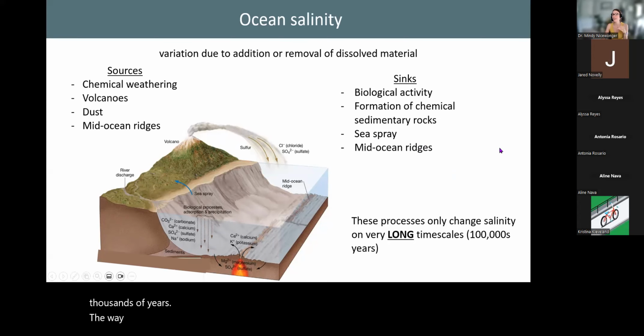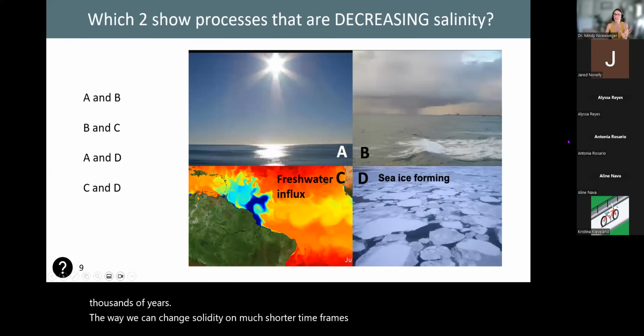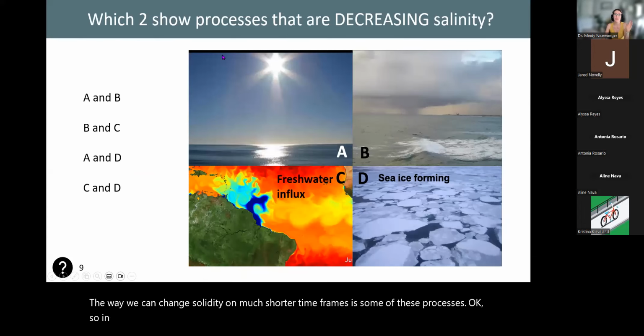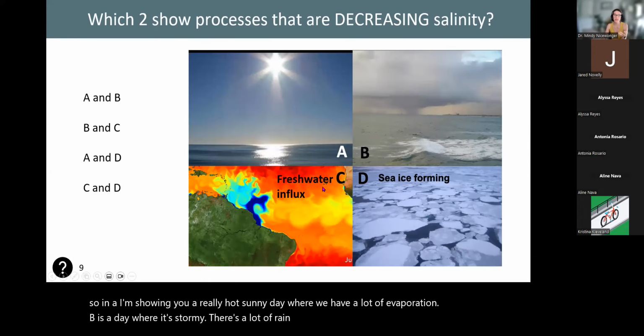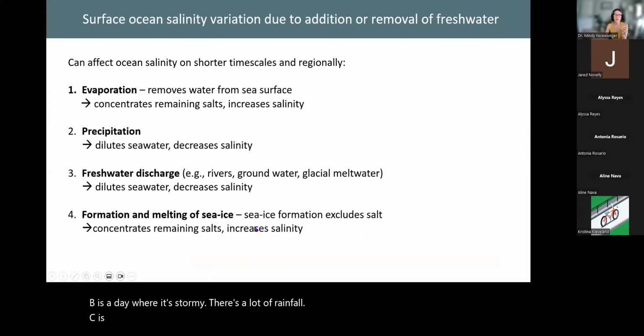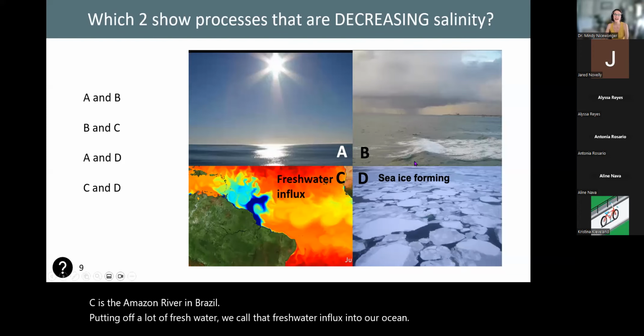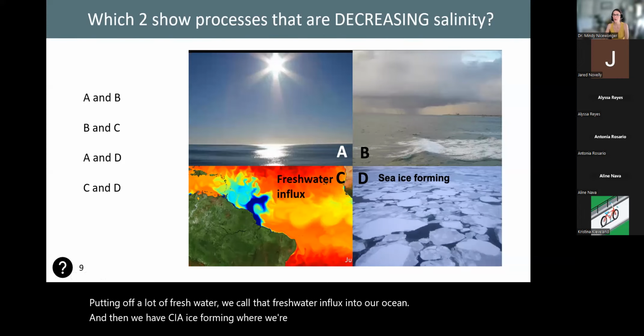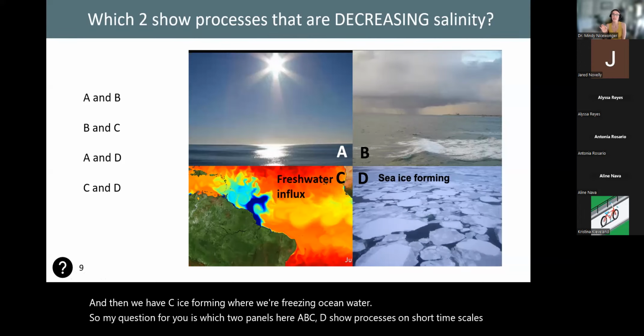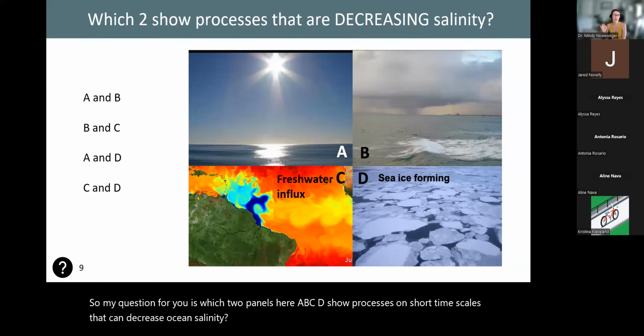The way we can change salinity on much shorter time frames is some of these processes. Okay, so in A, I'm showing you a really hot, sunny day where we have a lot of evaporation. B is a day where it's stormy, there's a lot of rainfall. C is the Amazon River in Brazil, putting off a lot of fresh water. We call that freshwater influx into our ocean. And then we have sea ice forming, where we're freezing ocean water. So my question for you is, which 2 panels here, A, B, C, D, show processes on short time scales that can decrease ocean salinity, lower it?